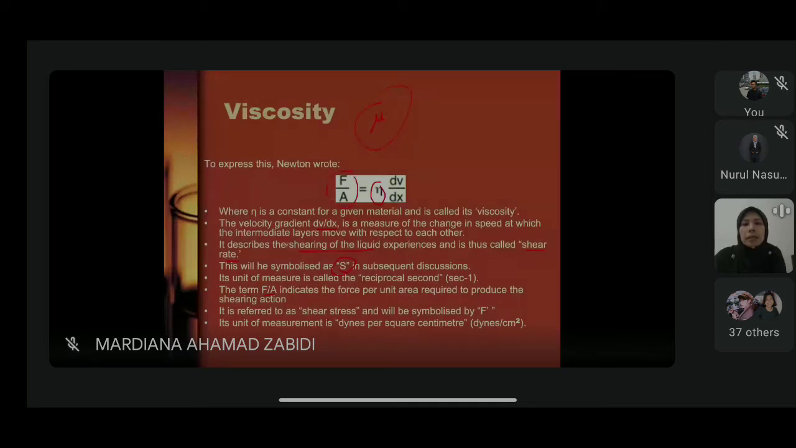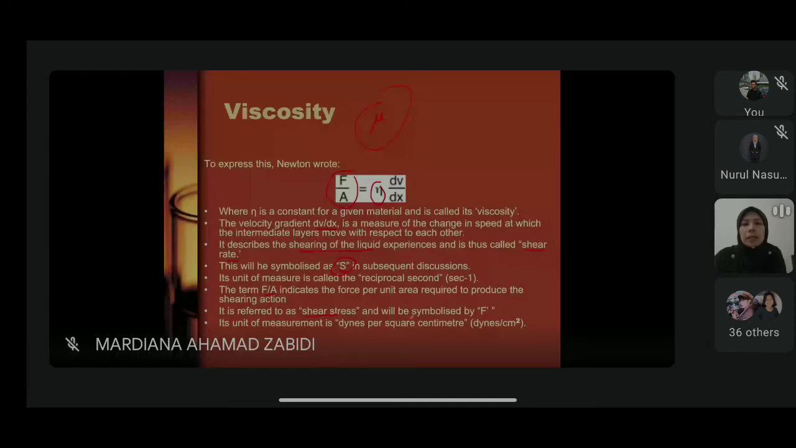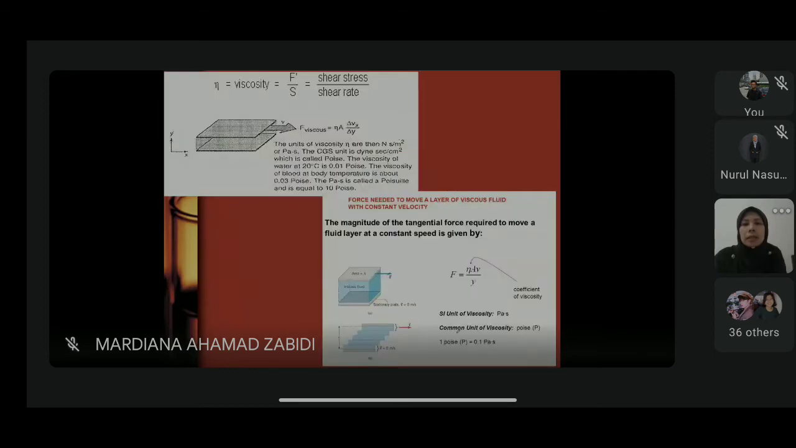Force over area, this one is the viscosity of that particular liquid. So this one is referred to as shear stress, and it is symbolized as F. Shear rate is S, shear stress is F. The unit of measurement is dyne per centimeter square. This is the same as what I explained just now.